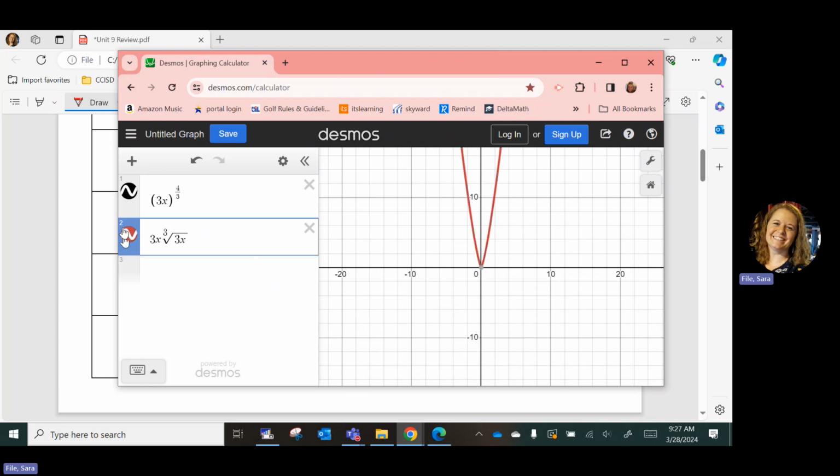So that's one way you could work backward on the test from your answer choices as well. Just plug in the original, plug in your answer choices, and see which one is the same graph.